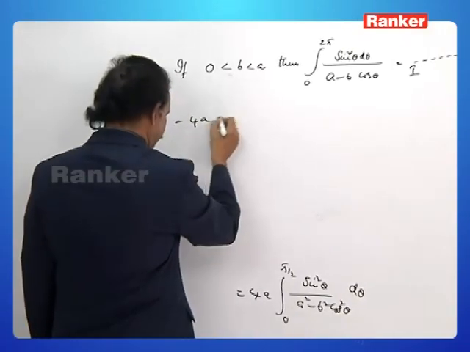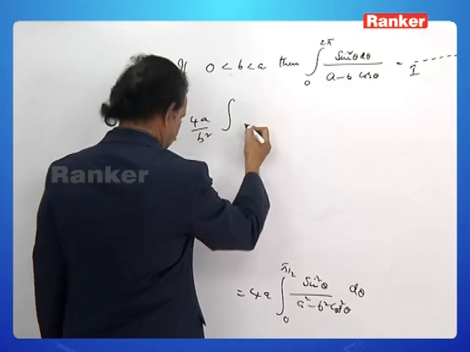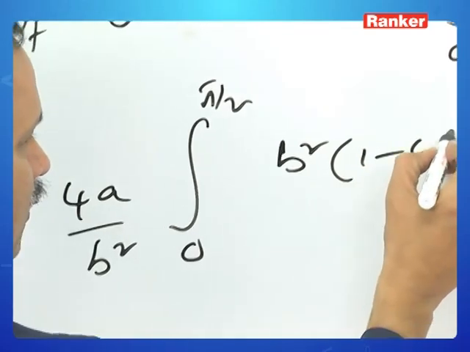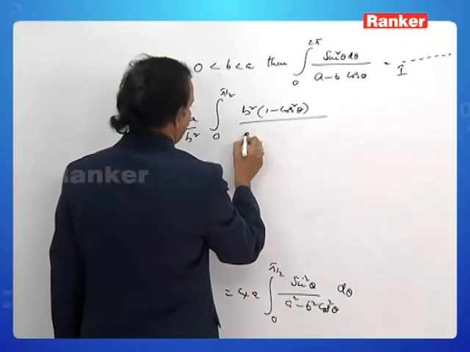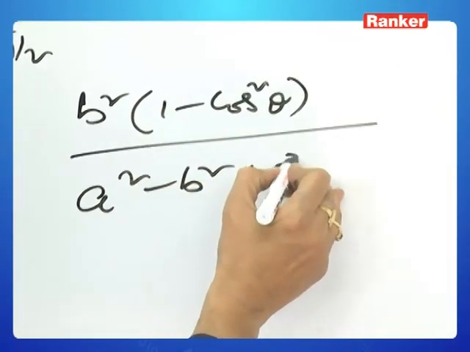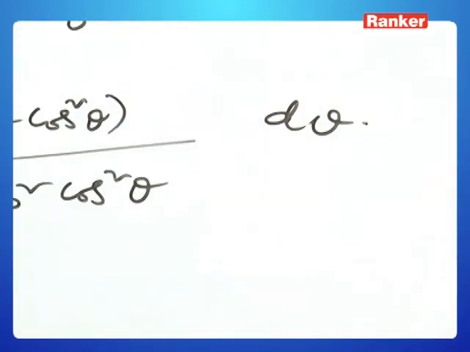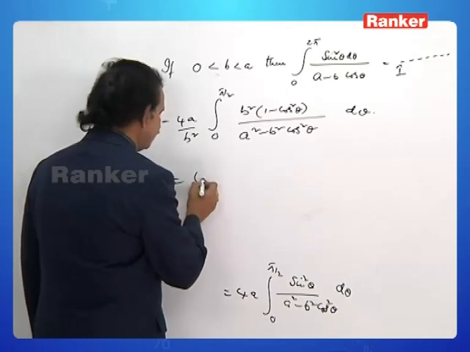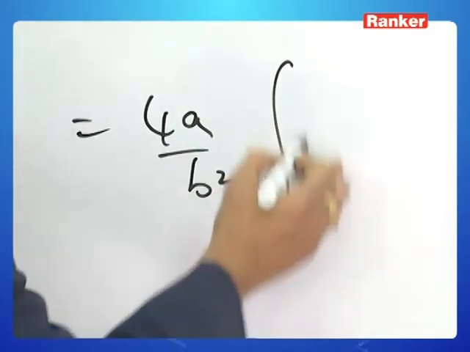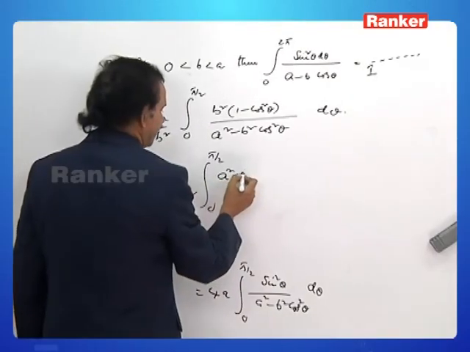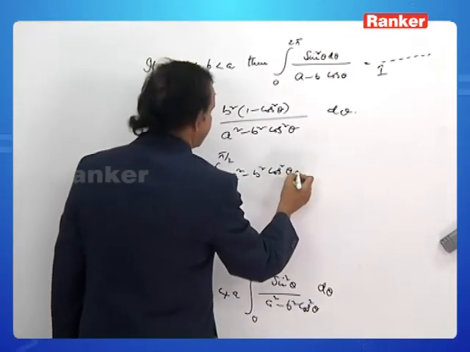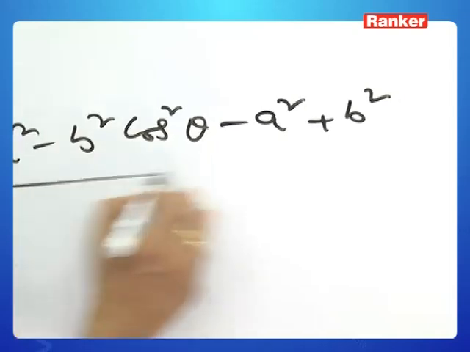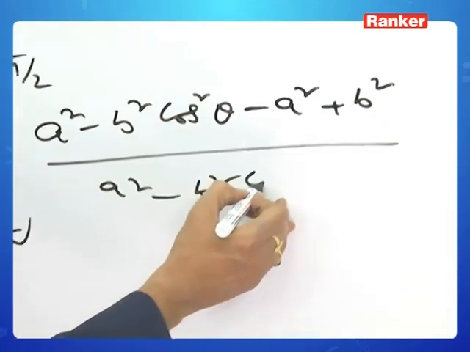It is equal to 4a into integral 0 to pi by 2 b square into 1 minus cos square theta by a square minus b square cos square theta. Isn't it? And this can again be simplified as 4a by b square into integral 0 to pi by 2 a square minus b square cos square theta minus a square plus b square by a square minus b square cos square theta.